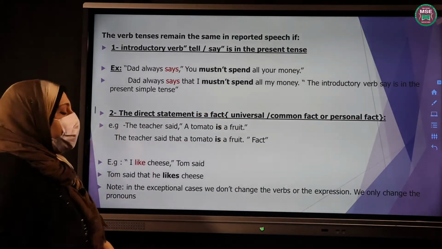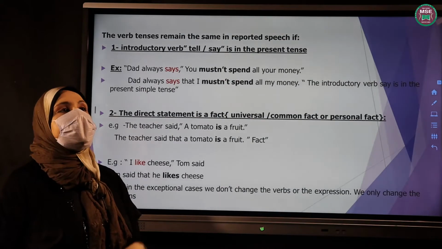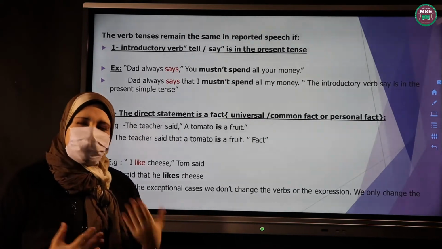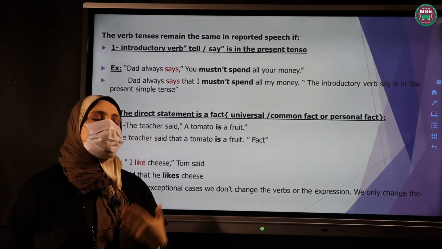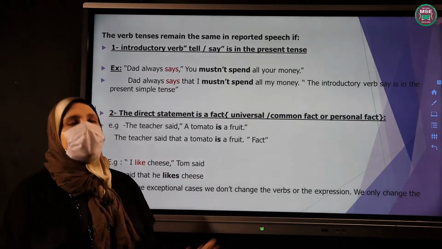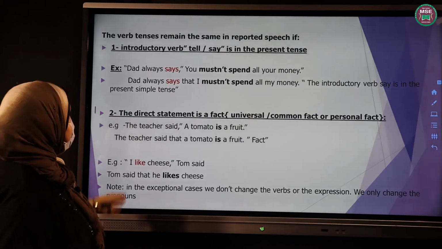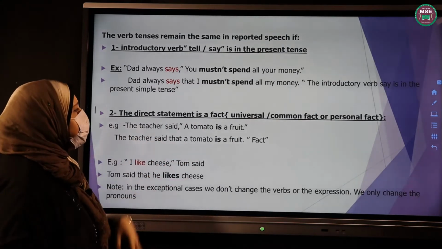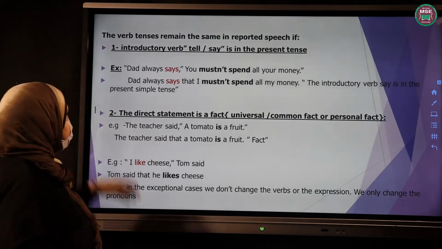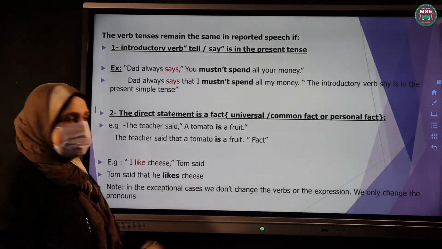Second one is, if we have the direct statement, it comes in what we call a fact. And usually in English, facts are classified into personal facts and common or universal facts. That's a common fact. Like when I say, the teacher said, a tomato is a fruit. It's a fact. So you're going to say, the teacher said that a tomato is a fruit.